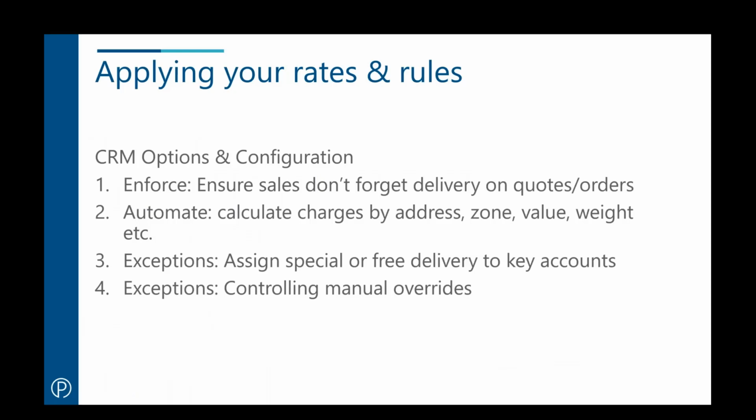Okay, so there we've been able to enforce delivery charges by configuring that pop-up and making the users enter some sort of delivery, even if we're going to let them put in a 0 option. We've set up automated calculations by zone, by address, and by value. We've looked at how to assign a special or free delivery by setting key accounts a specific delivery zone. And obviously I could have key accounts 1 and I could have European key accounts with different zones and different charges. And we looked at controlling the manual overrides by turning those off or making those for administrators only.